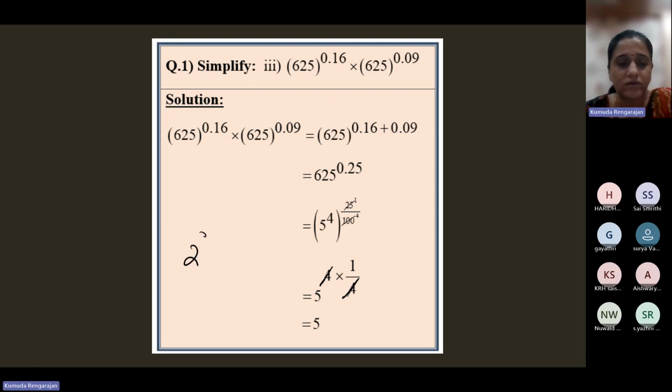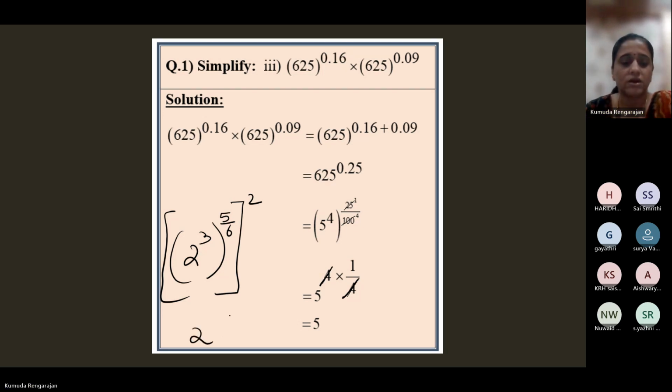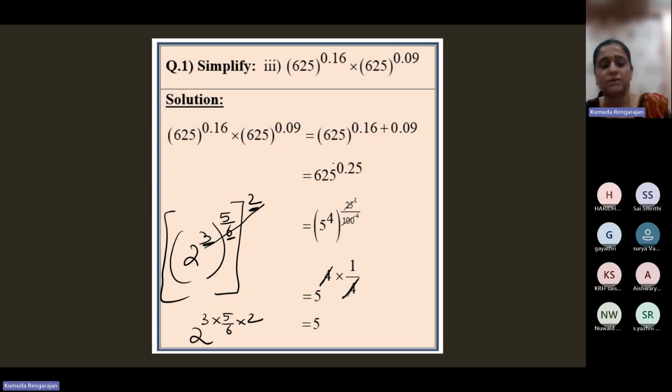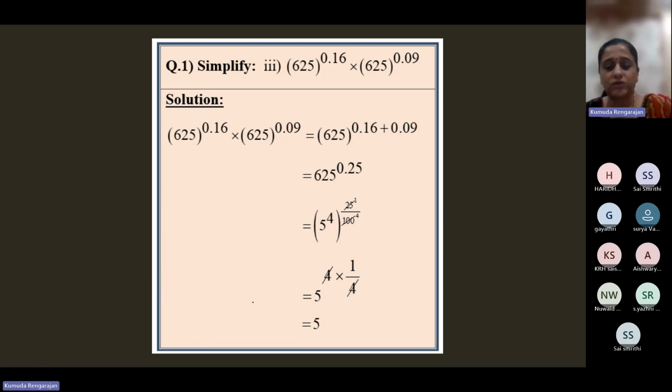See, if 2 is raised to the power 3, and it's again raised to the power 5 by 6, and the whole is raised to the power 2, what do you do here? The base is 2. Multiply all the powers: 3 into 5 by 6 into 2. Write the base 2 and multiply all the powers. So that's what we do here also.